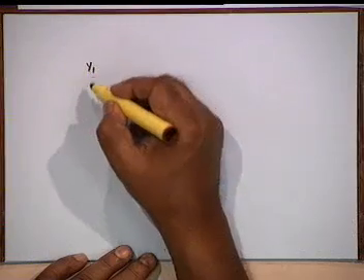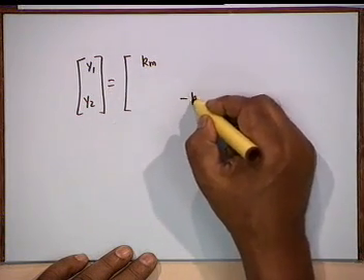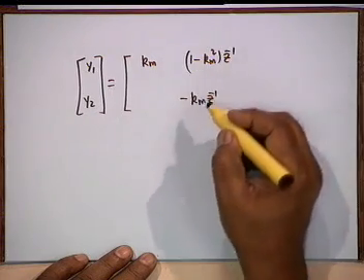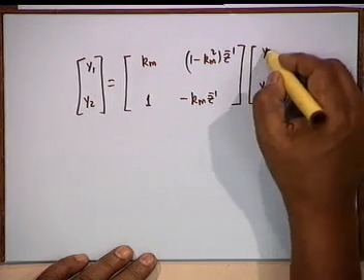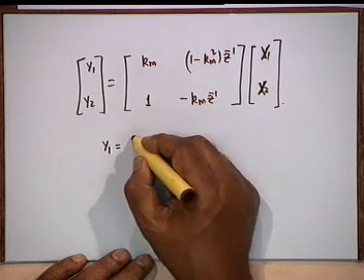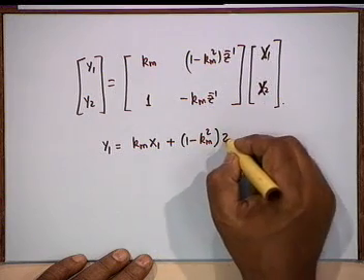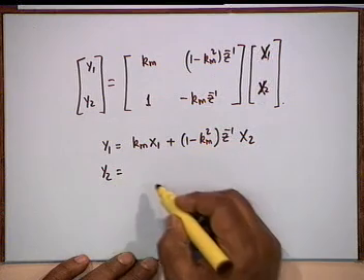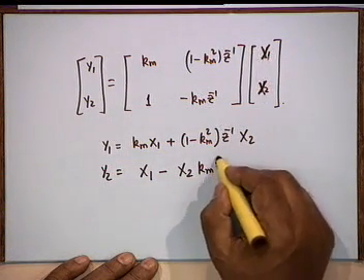In choice A, we proceed in the same manner. Y1, Y2 is equal to the matrix Km, minus Km Z inverse, 1 minus Km squared Z inverse, and 1, times X1, X2. So I write these relationships. Y1 equals Km X1 plus 1 minus Km squared Z inverse X2. Have I made a mistake? Not yet. Y2 is equal to X1 minus X2 Km Z inverse.